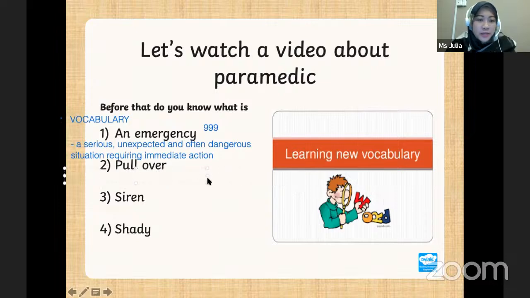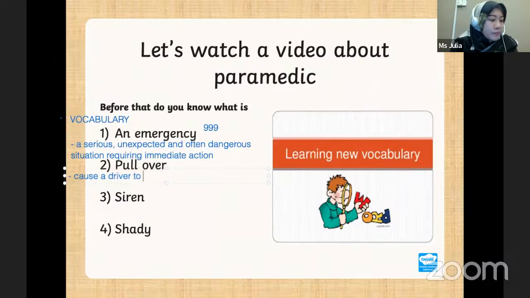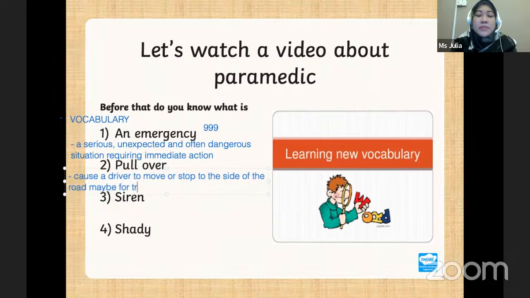I'll continue typing the meaning and then you can continue copying. Okay, so pull over is to cause a driver to move or stop at the side of the road. Sometimes it's because they did something wrong, a traffic offense. But if it's about the ambulance, you just ask the car to stop on the side of the road.